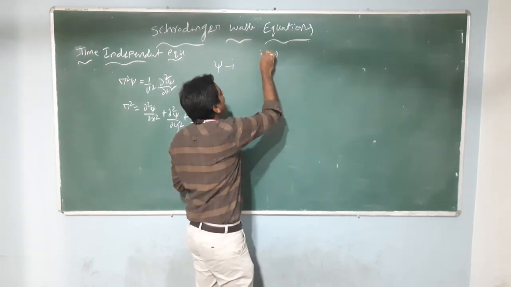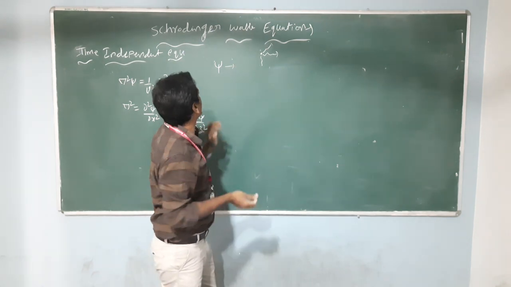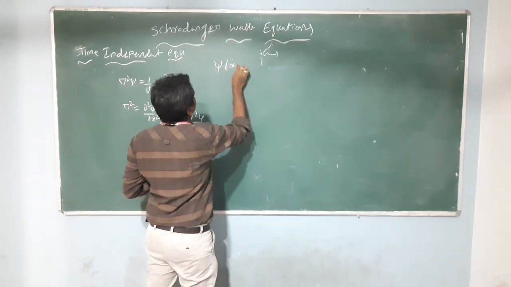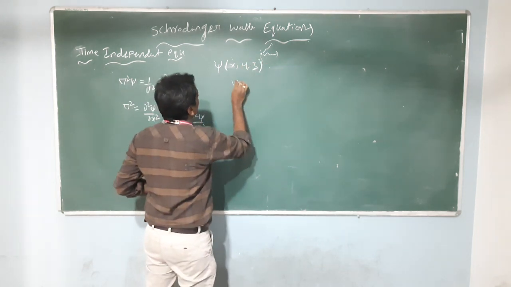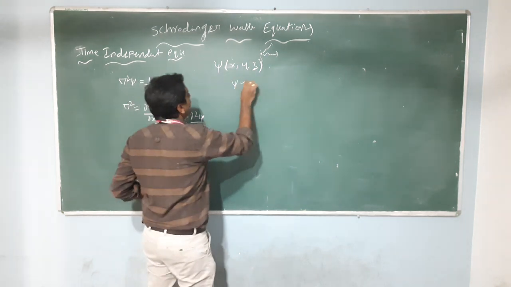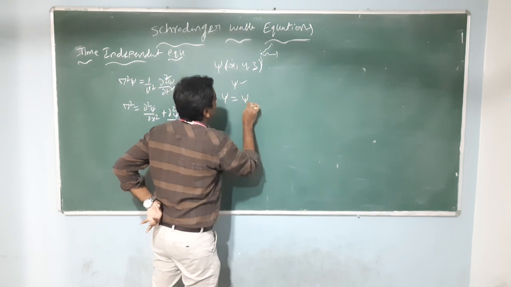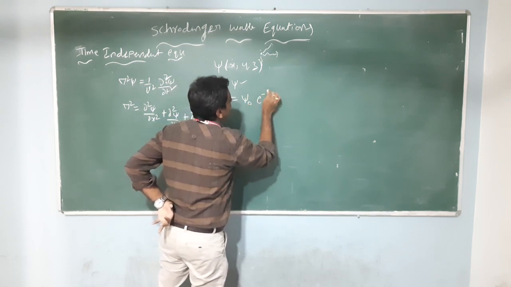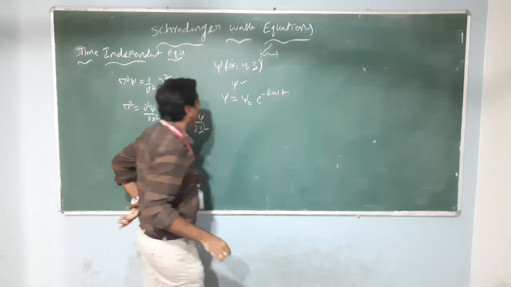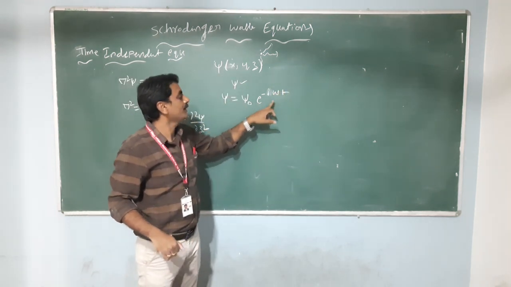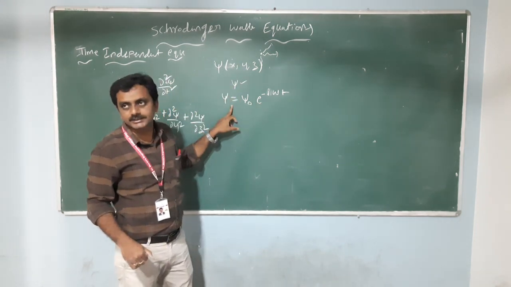This particle will move in different directions, either x or y or z directions. So we write psi of x, y, z, and sometimes simply psi. There is a wave equation: psi is equal to psi naught into e power minus i omega t. This is the wave equation.